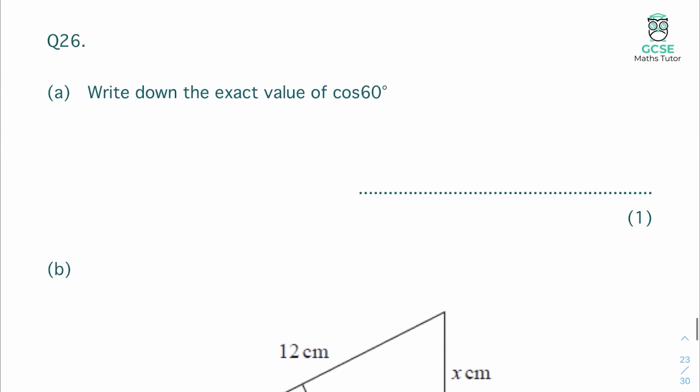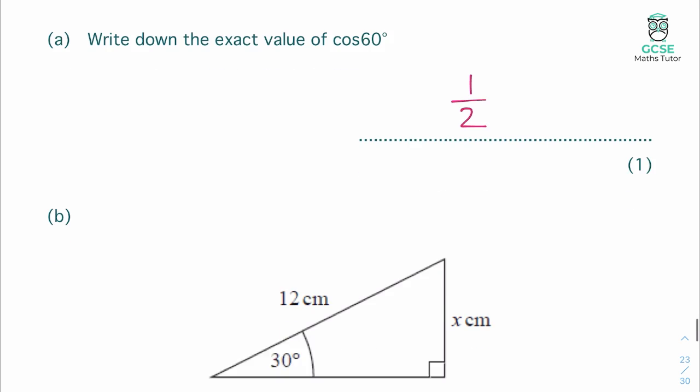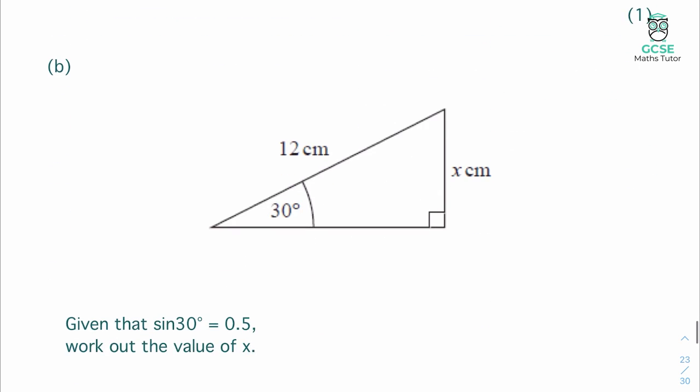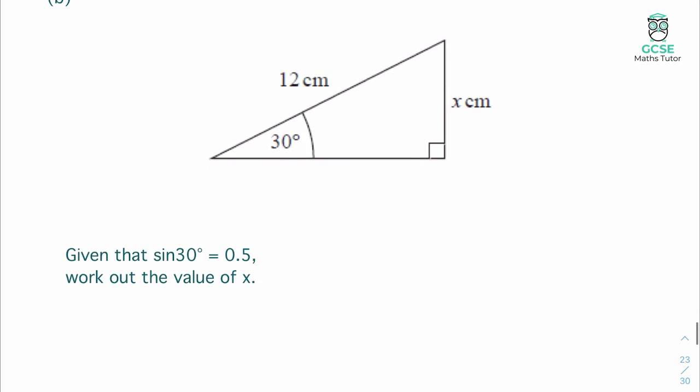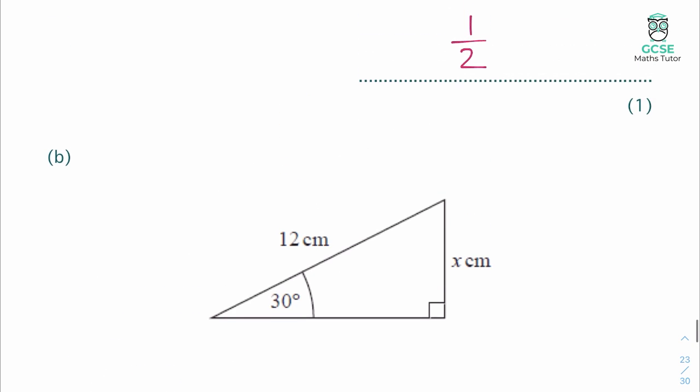So write down the exact value of cos 60. Now cos 60 is just one of these ones you need to remember for this paper, and the answer is 1/2. The other one that has a value of 1/2 is sine 30. So for this question here, part B, we are given that sine 30 is 0.5, so it's given us the other one on part B.